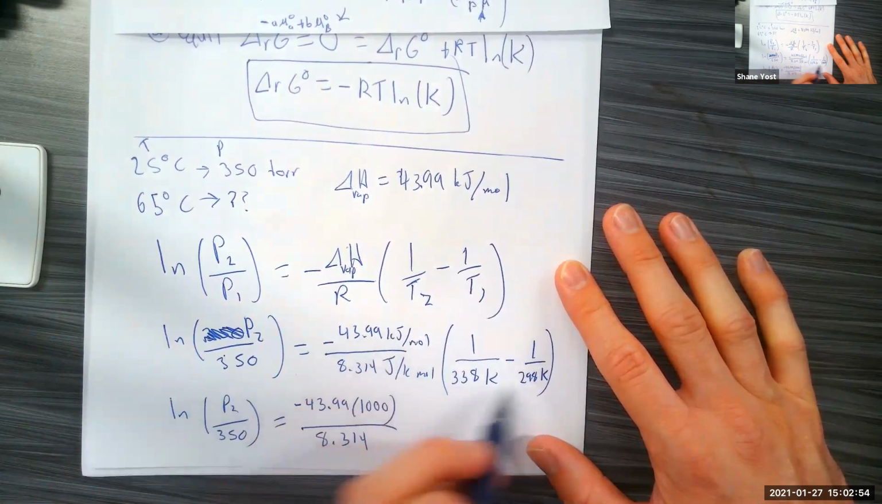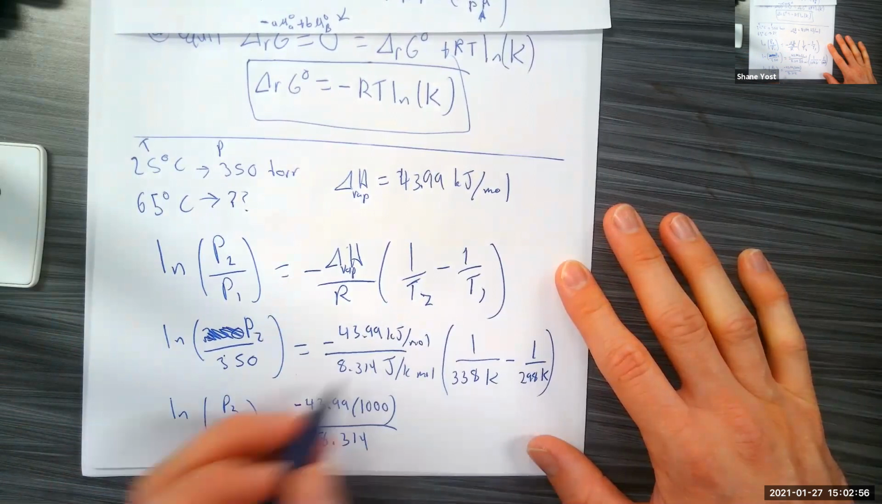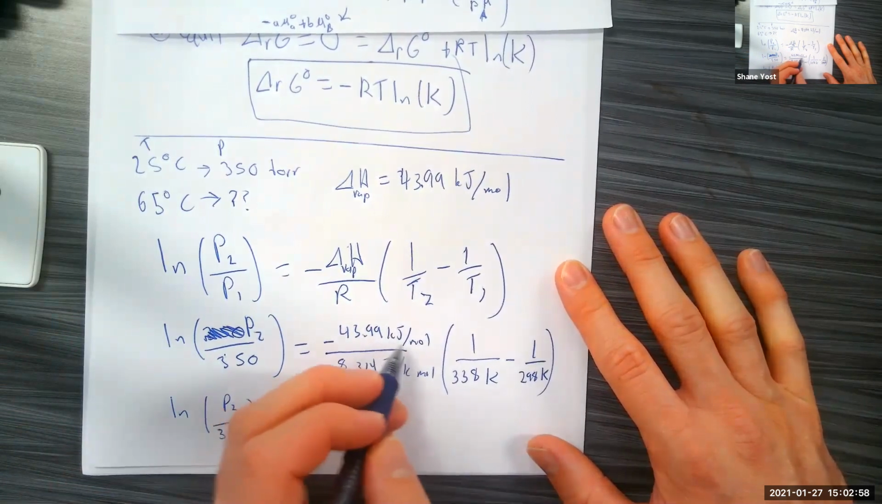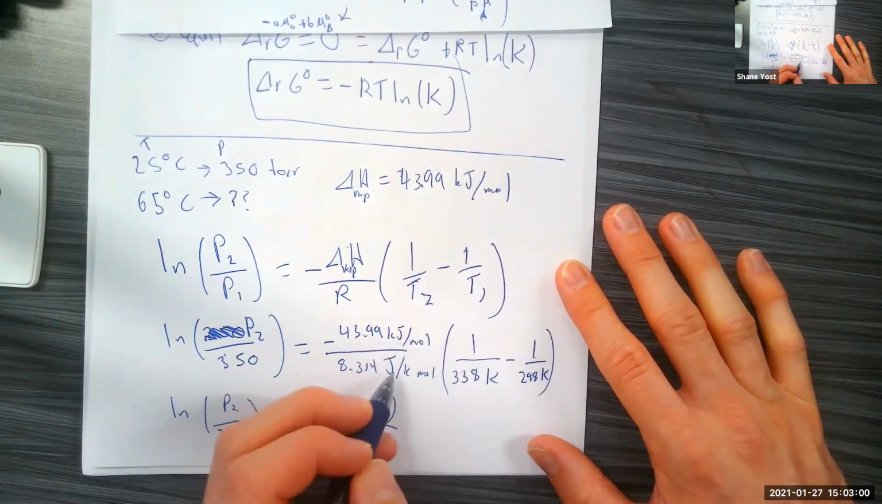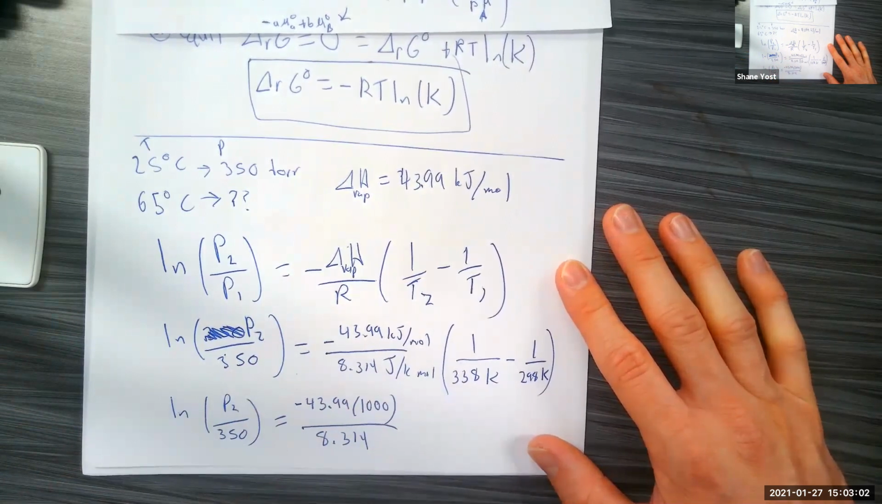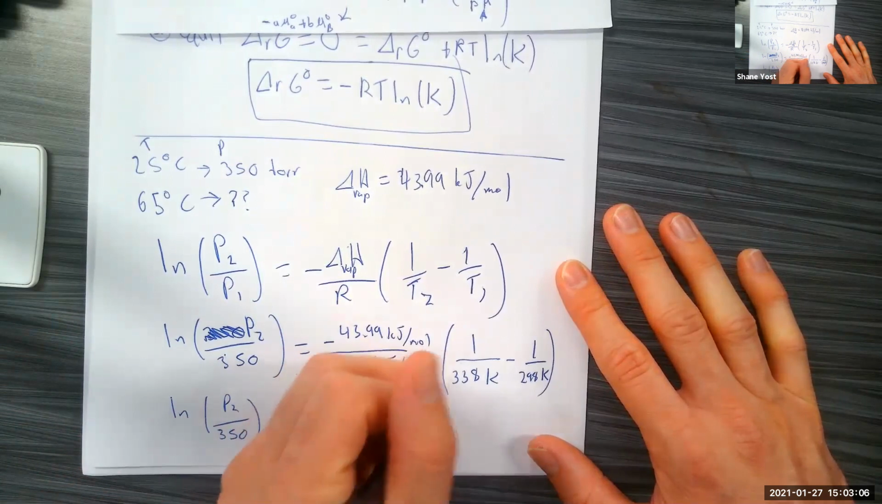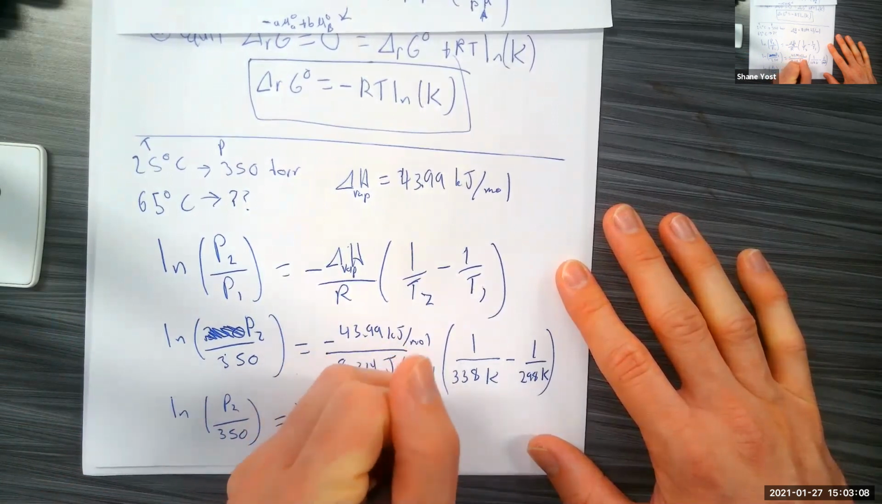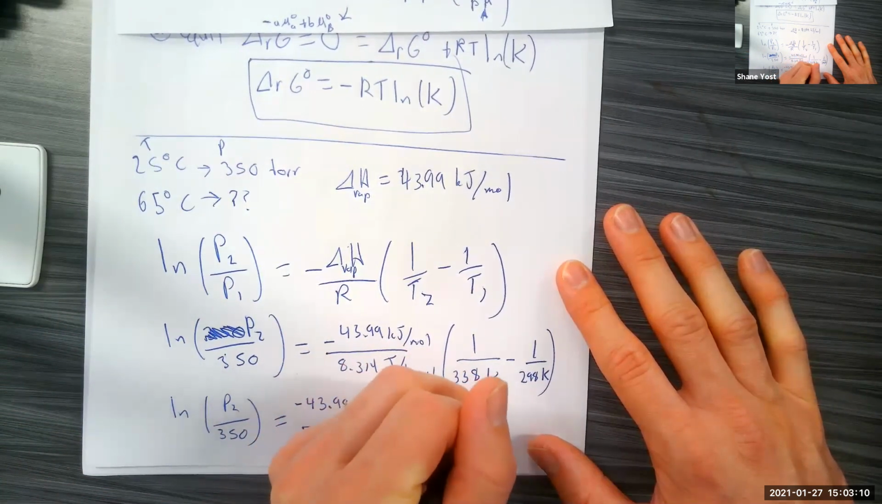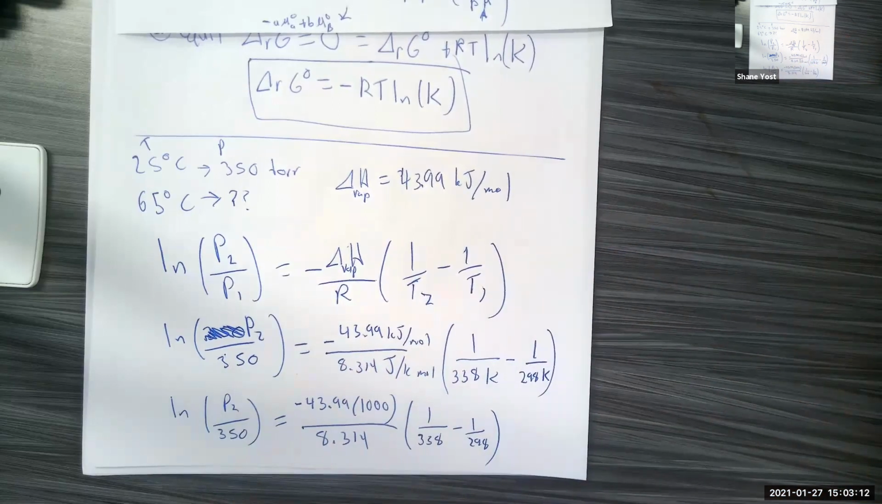I wrote all the units here just to show that in order to get these units to work out, either I have to convert this from kilojoules to joules, or this from joules to kilojoules. And then this is again 1 over 338 minus 1 over 298.